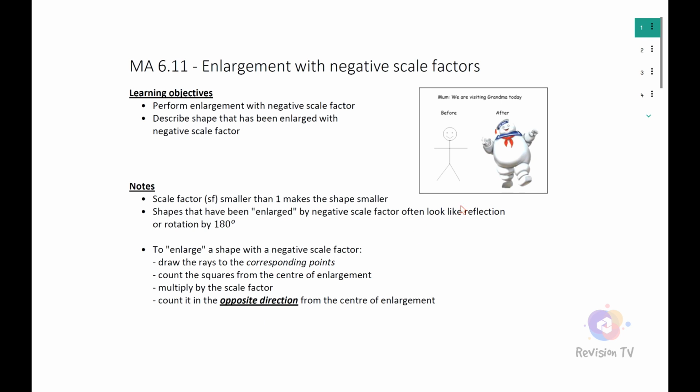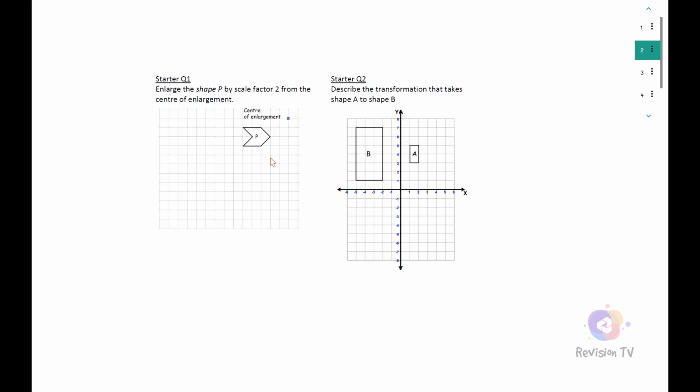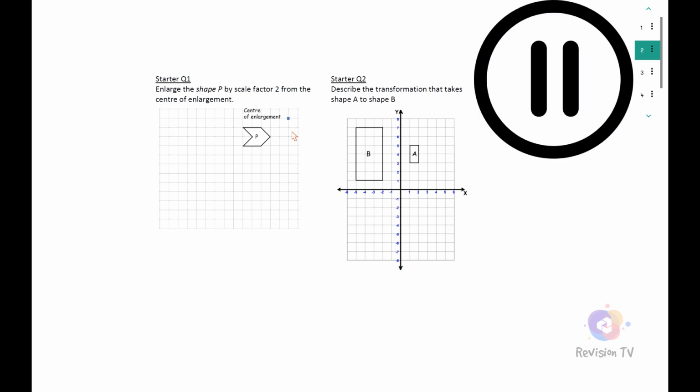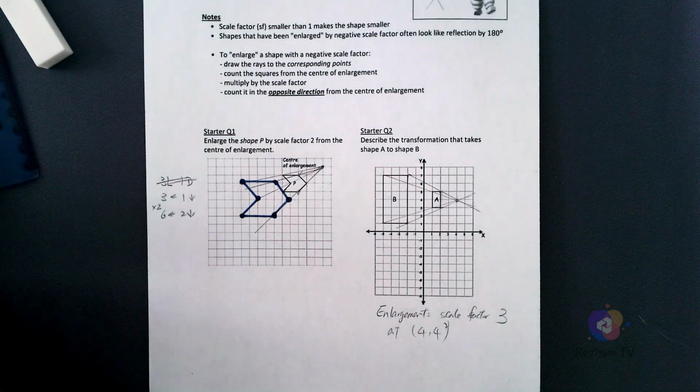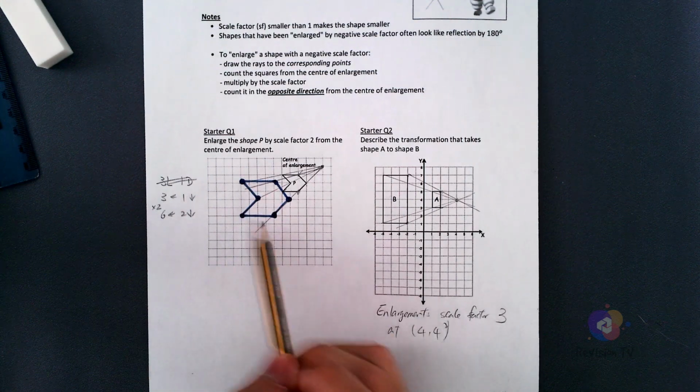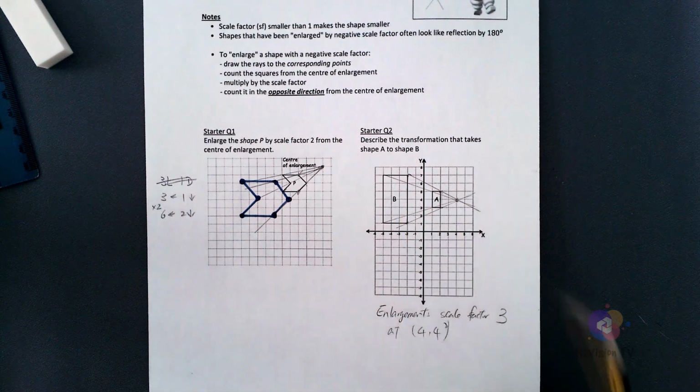But first, you're going to try the starter questions. So pause the video. These are just normal scale factors. Have a go at the question. When you're ready for the answer, you can press play. Here's the final answer. So you can see a shape I've highlighted using a blue pen. And starter question 2 is enlargement scale factor 3 at (4,4). If you got it right, well done, move on. But if you didn't, I'm going to show you step by step how to work them out.